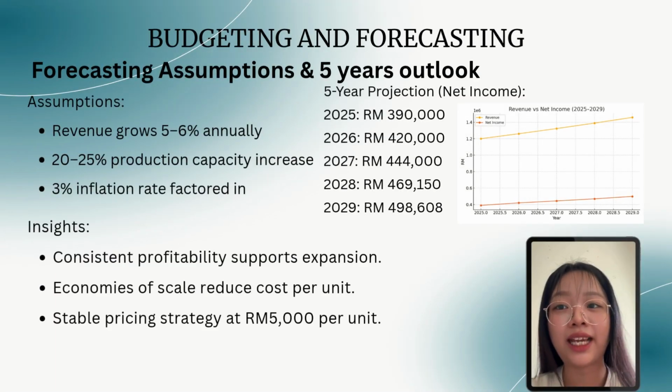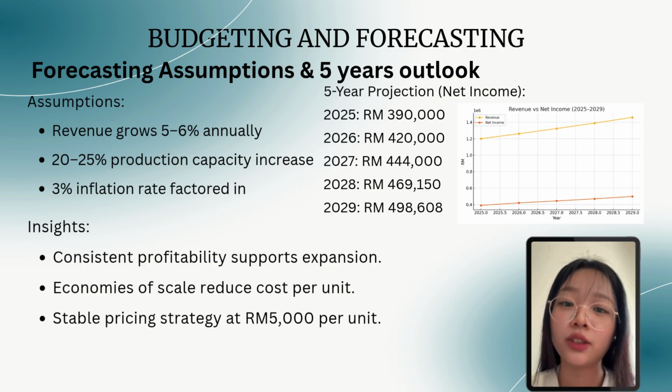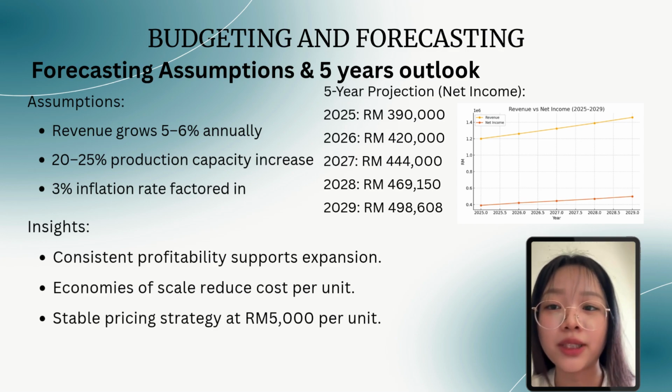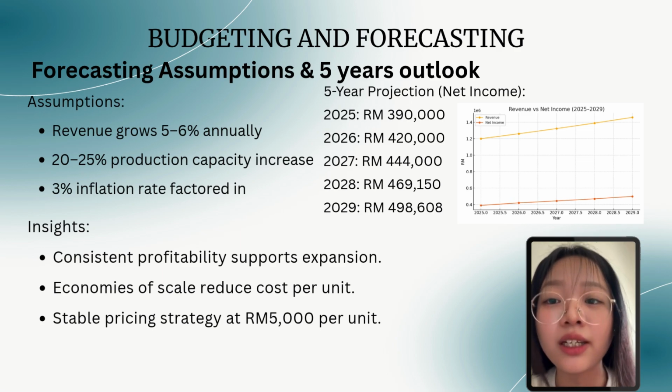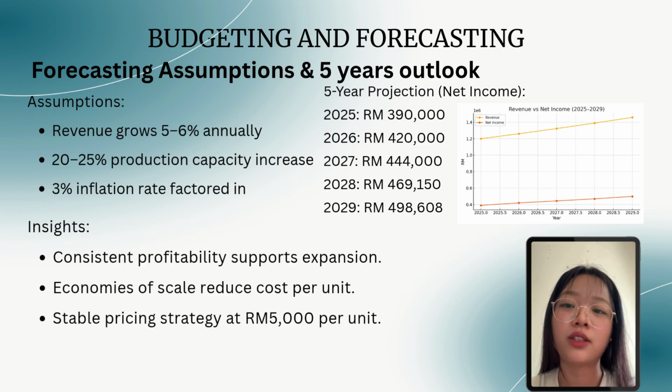Moving on to this slide, the budget was built on several key forecasting assumptions. First, revenue is expected to grow at a steady rate of 5 to 6% annually. This is driven by rising demand and operational improvement. The robotic automation is projected to increase production capacity by up to 25%, while also controlling unit cost due to economies of scale.